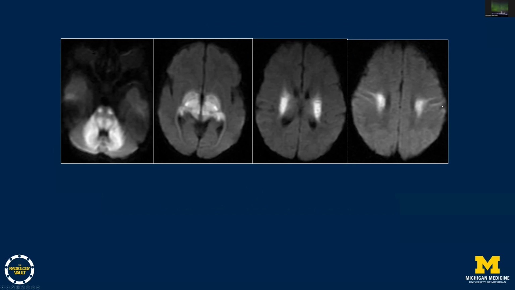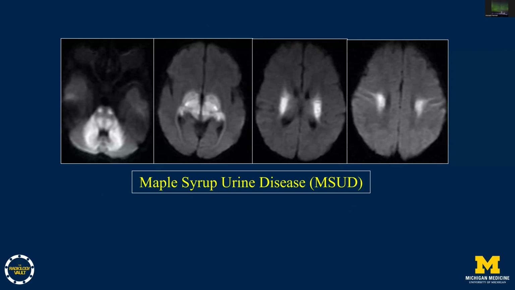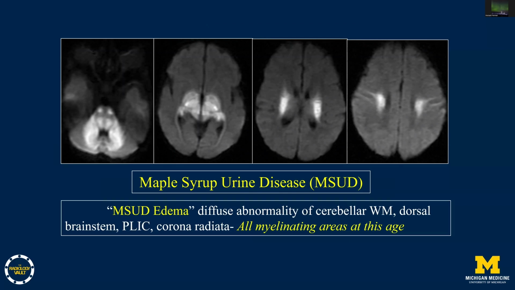What are these areas? Of course, these are the areas that should have normal myelination at birth. And this is a disease which will involve all of those normal myelinating regions. And that disease is nothing but maple syrup urine disease, also called MSUD. And this pattern of edema, which we see in MSUD, is called MSUD edema. So this again helps us remember what are the areas that are myelinating at birth.